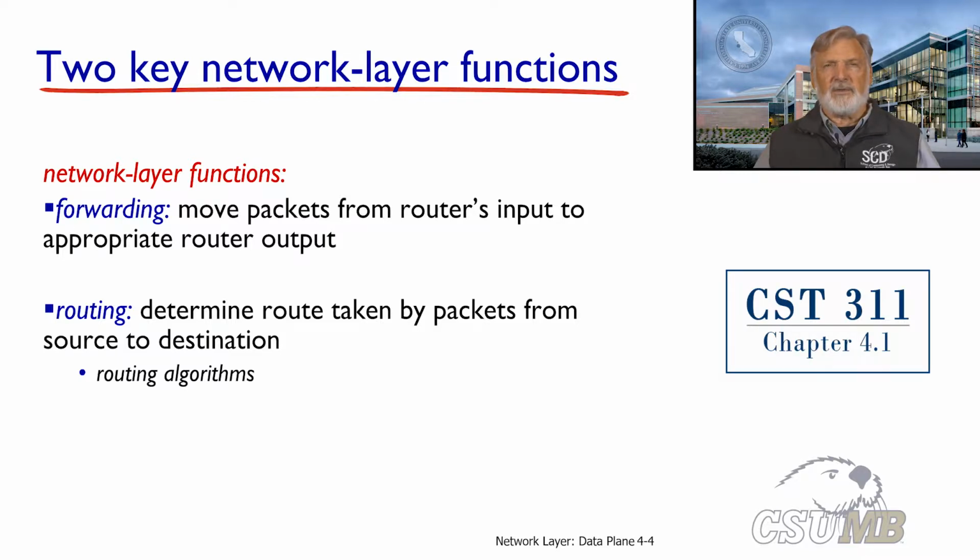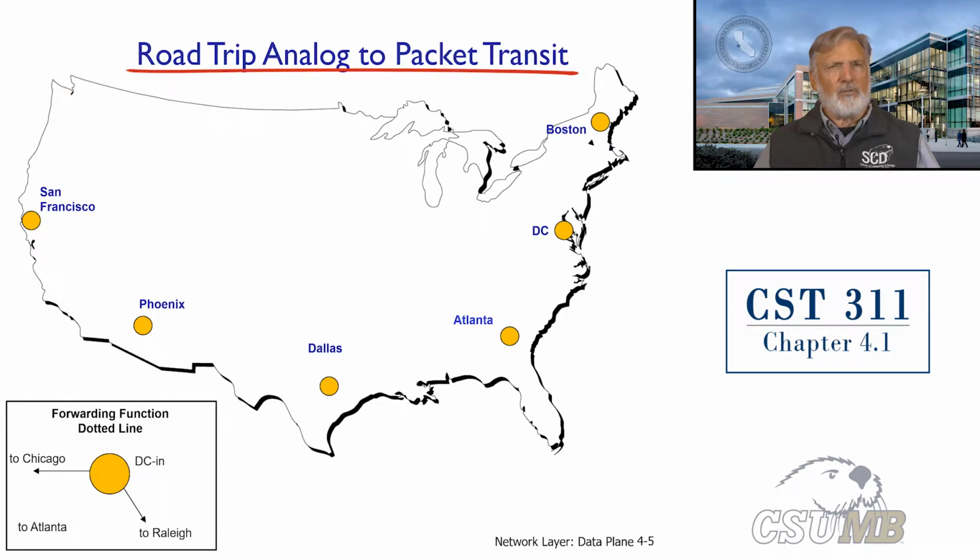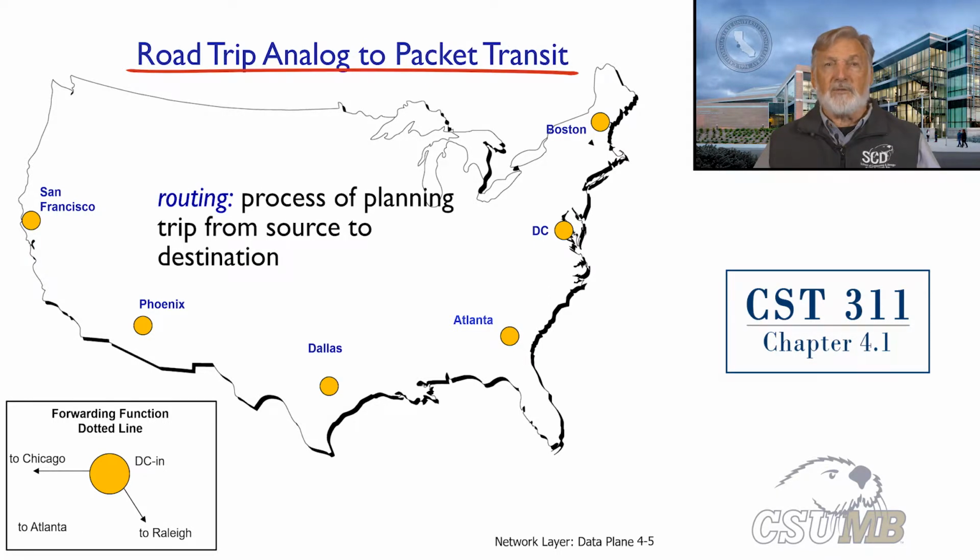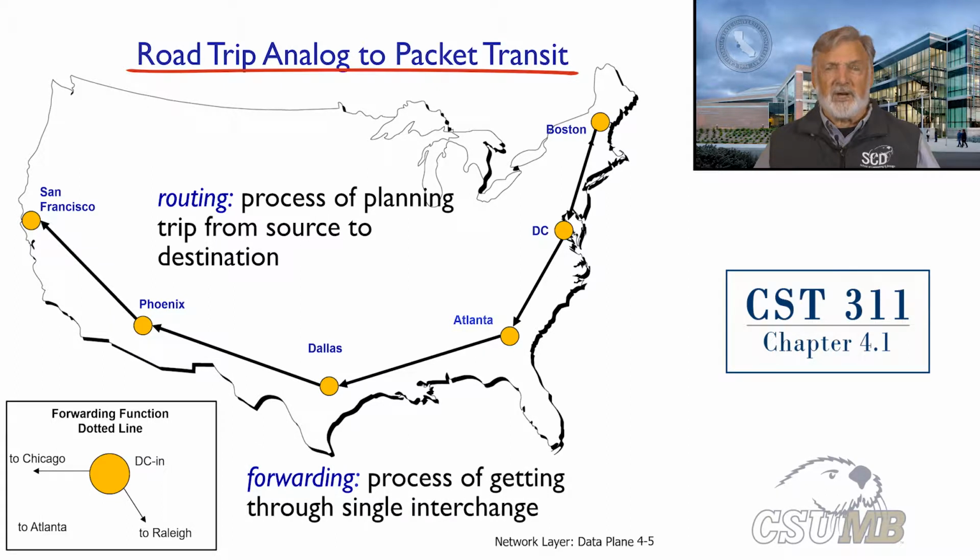Let's look at an analog of these processes. Say you want to go from Boston to San Francisco and you're planning a road trip. The process of determining what roads you're going to take on this trip is routing. For example, you could start from Boston, then go to DC, then to Atlanta, then go to Dallas, continue on to Phoenix, and finally end up in San Francisco. But forwarding is the process of just getting through a single interchange. For example, going through DC, entering that city on the highway from Boston, and exiting that city on the highway to Atlanta.